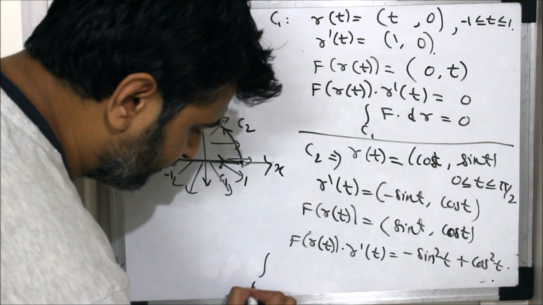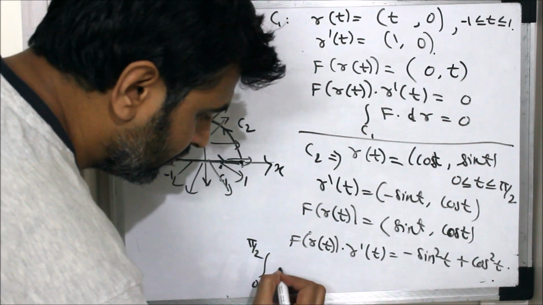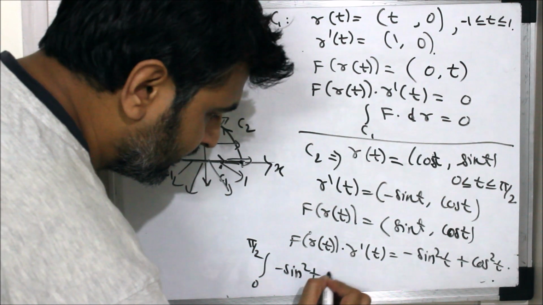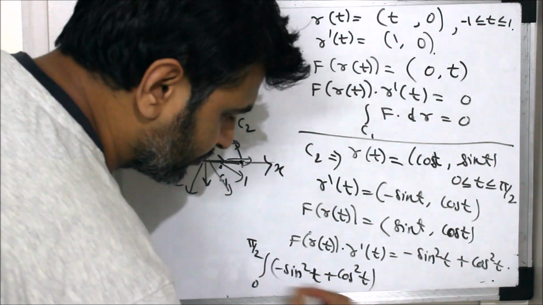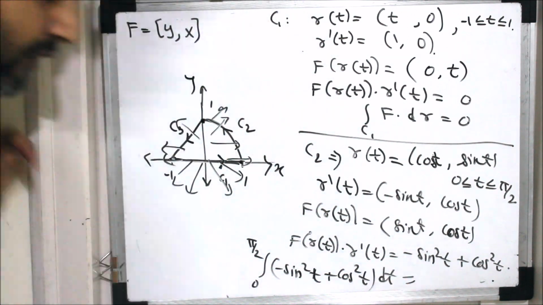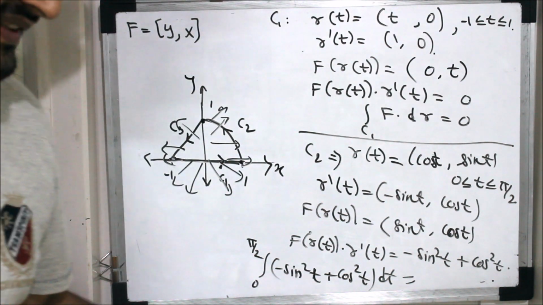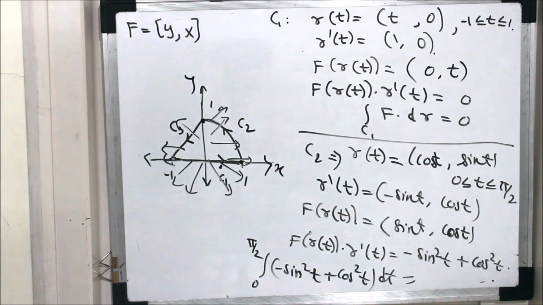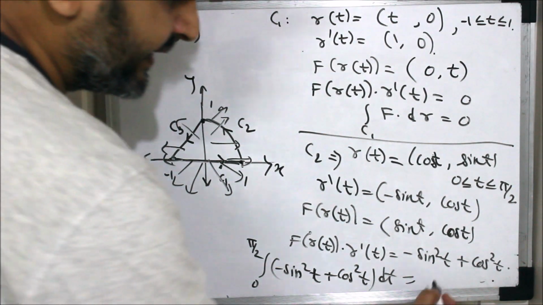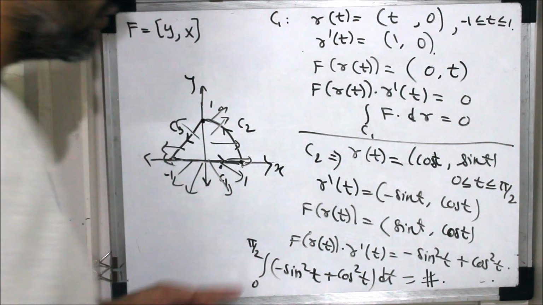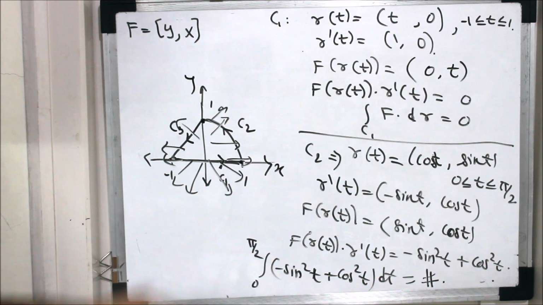So I integrate from 0 to pi by 2, minus sin square t plus cos square t. Now this integration is easy to solve, I hope. You have to use the double angle formula. What is sin square t? It is (1 minus cos 2t) by 2. And what is cos square t? It is (1 plus cos 2t) by 2. And then you simply integrate, you get the answer. So we solved this along C2 as well.